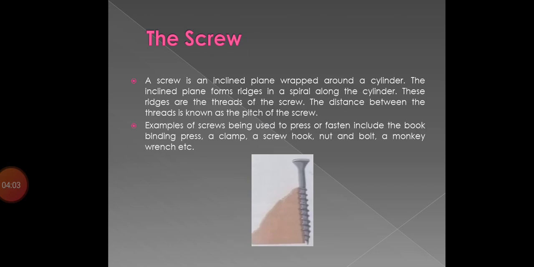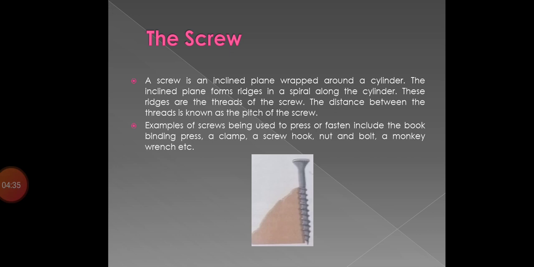Next is the screw. Basically, screw is a very simple machine that we use in our daily life. It holds the pieces of wood very firmly together. If we want to join two pieces of wood together, we use the screwdriver to turn the screw. So, it is vastly used in making of furniture, joining of doors and cabinets, and in machinery also.